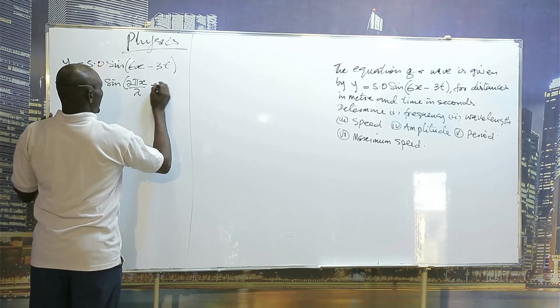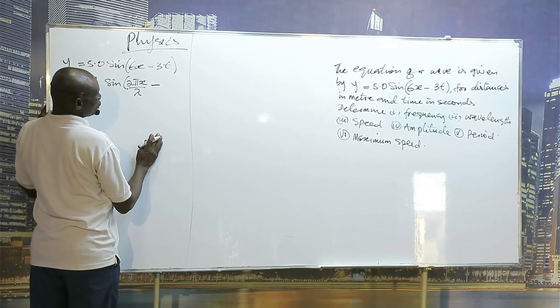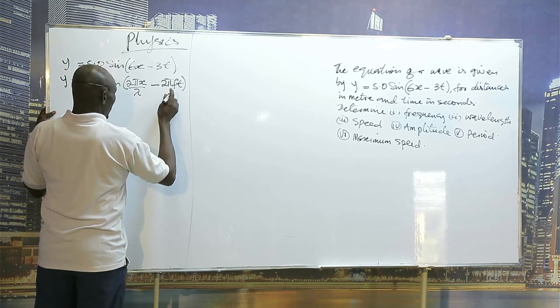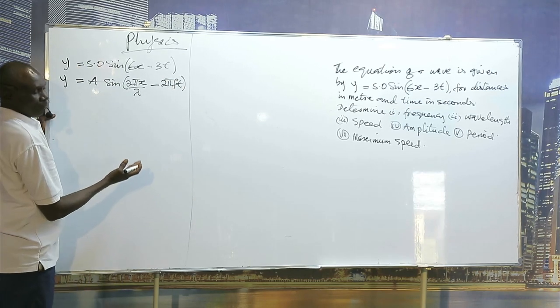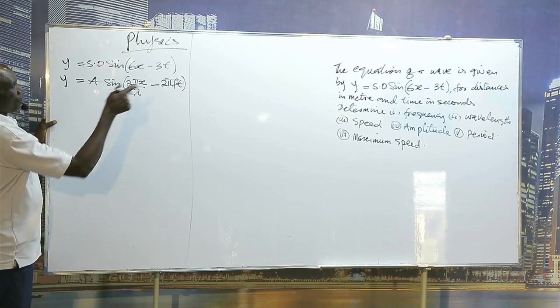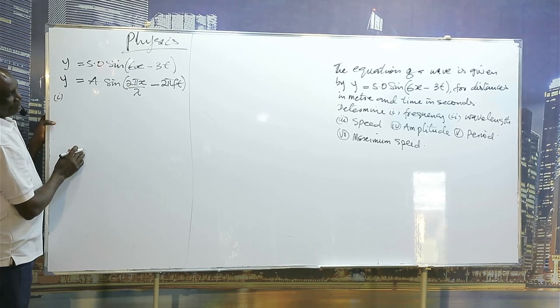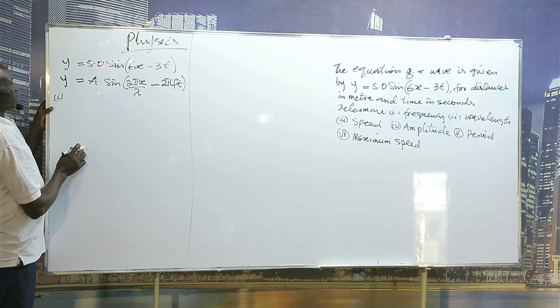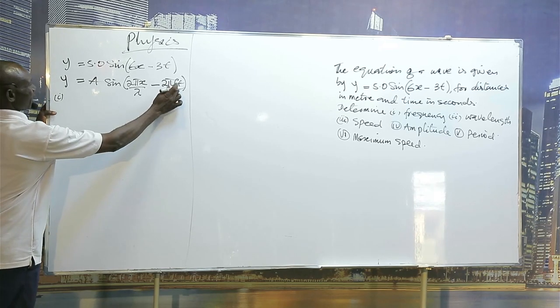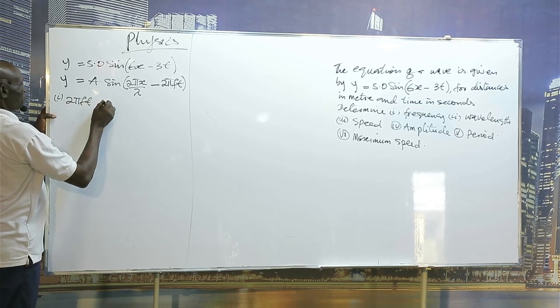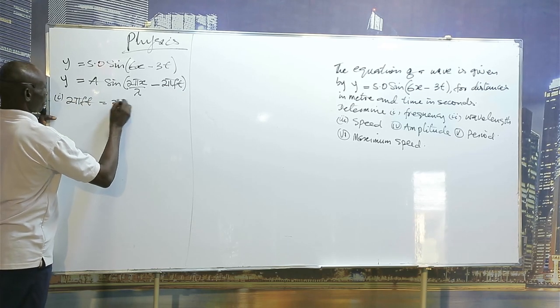The place you see t, that's where your 2 pi f t will be. These are the things you know already. So what are you supposed to do? You now look at the question. For number I, what's the question? Frequency. I have frequency here, so I'll take it first. 2 pi f t equals 3t.